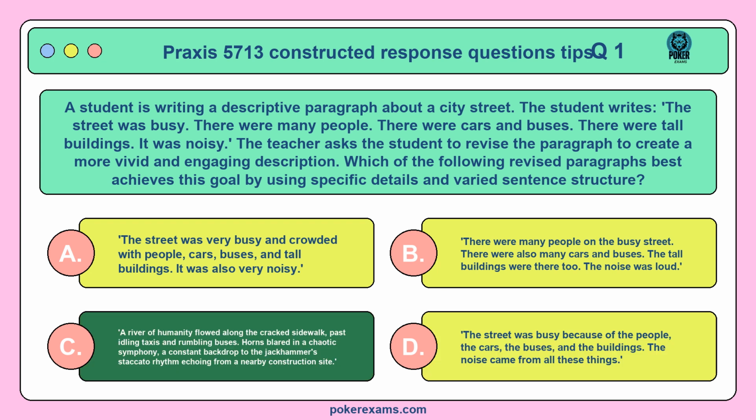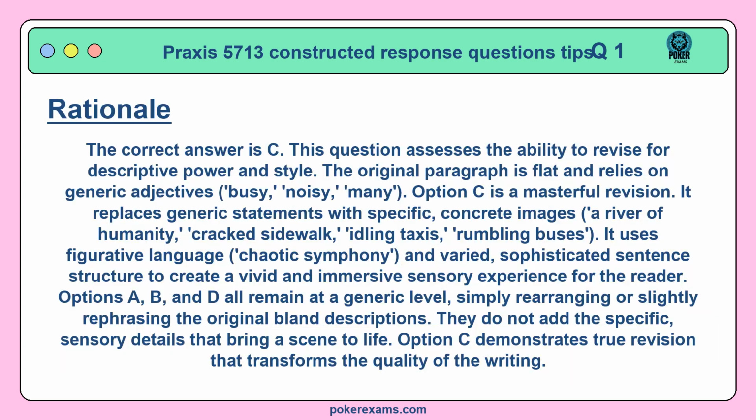The correct answer is C. This question assesses the ability to revise for descriptive power and style. The original paragraph is flat and relies on generic adjectives: busy, noisy, many. Option C is a masterful revision. It replaces generic statements with specific, concrete images: a river of humanity, cracked sidewalk, idling taxis, rumbling buses.